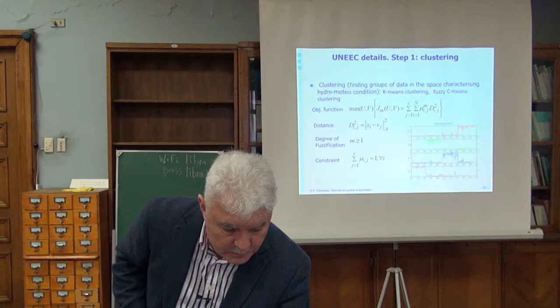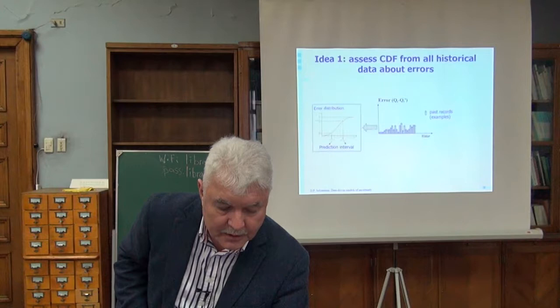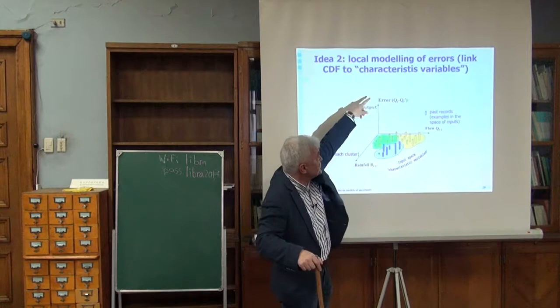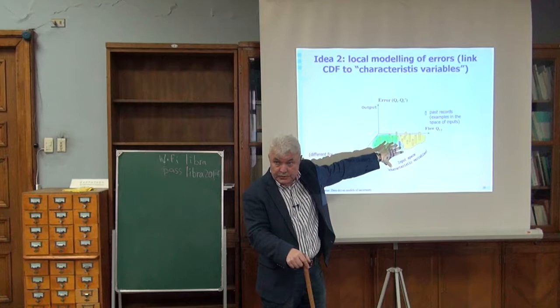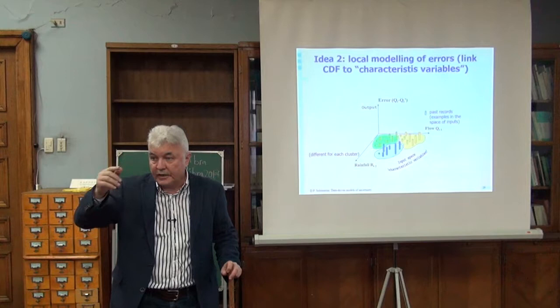Sorry. This is the essence of the method. Too many steps. No, it's not there. So this model would forecast the quantiles of the error PDF, okay? This is inputs, this is error. We could construct distributions of errors using the past data. We calculate quantiles, we put them into a table, and our neural network would predict quantiles of the error. So in fact, it predicts PDF.